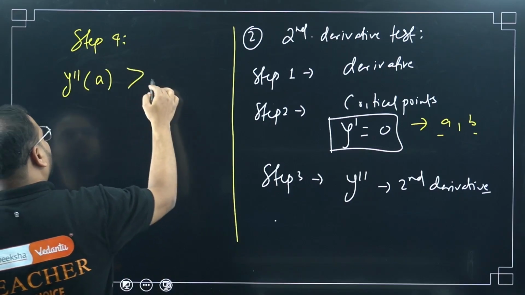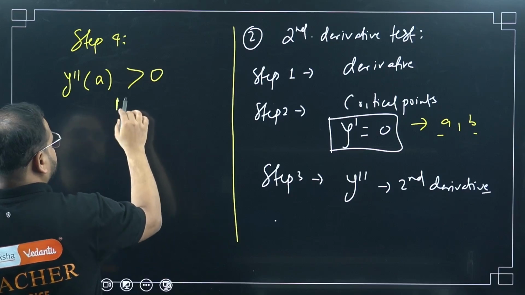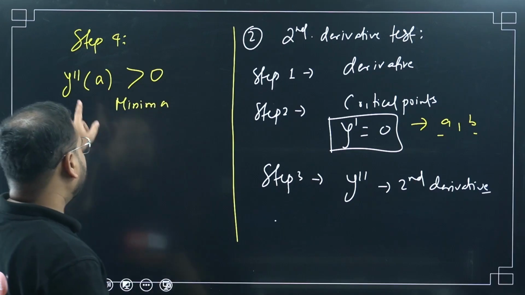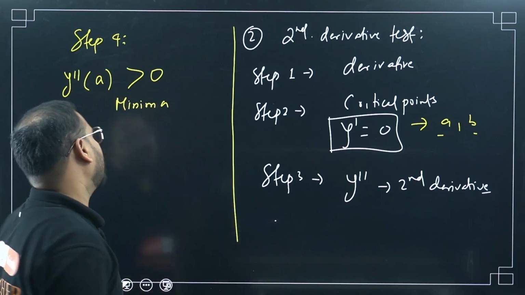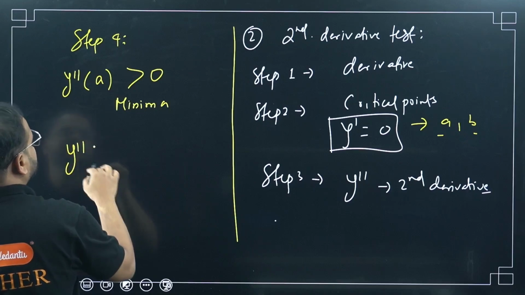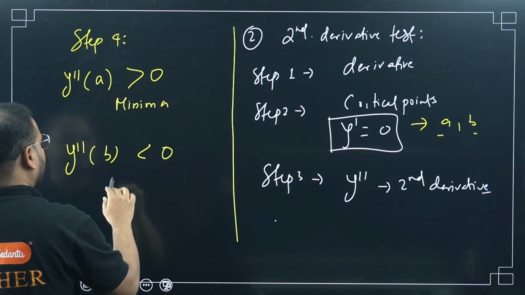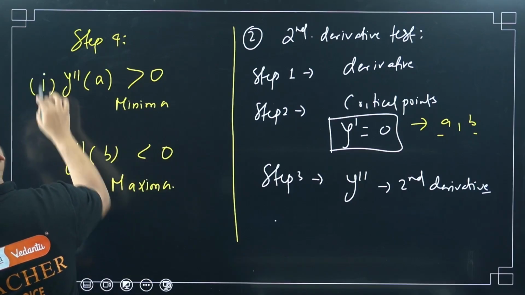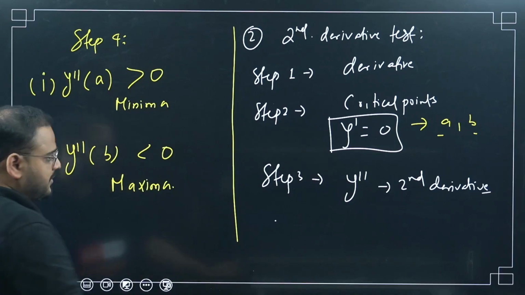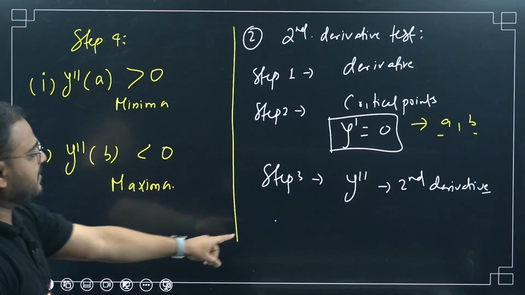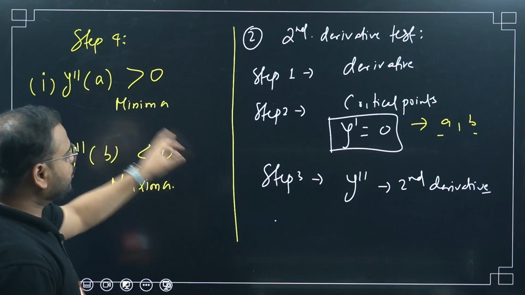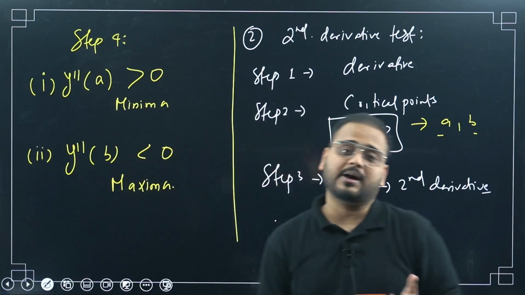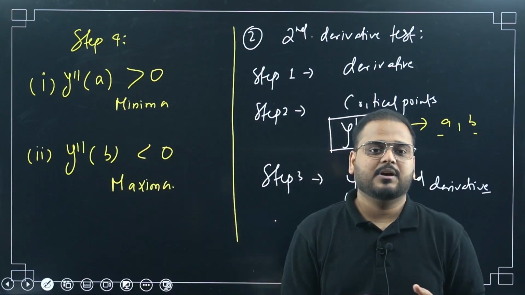If it is more than 0, then it is minima. If the second derivative is more than 0, then minima. Second condition: if the second derivative is less than 0, then maxima. As simple as that. You already found the second derivative in step 3. Substitute the critical points individually. If a critical point gives a positive value, then minima. Negative value, then maxima. This is simple.